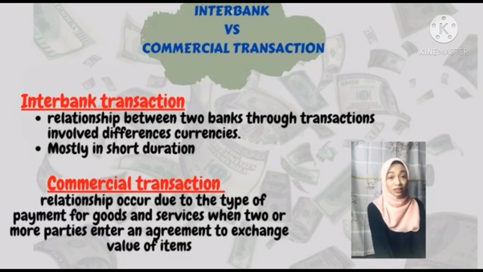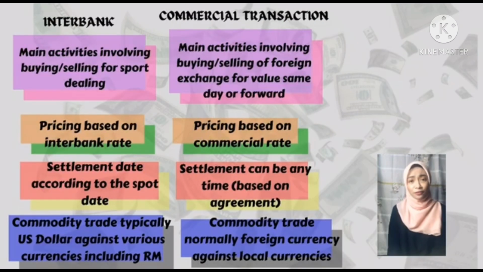Next, we look at the difference between the interbank and the commercial transaction. Interbank and commercial transactions are differentiated in terms of several elements. The first element is the main activities. The main activity for the interbank is buying and selling for spot dealings, while the commercial transaction activity is buying and selling foreign exchange of the value same day or forward days. The next one is the pricing. In terms of interbank, the pricing is based on the interbank rates, while in commercial transactions, the pricing is based on the commercial rates.